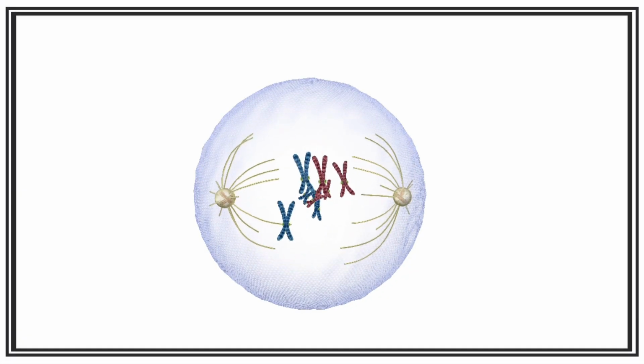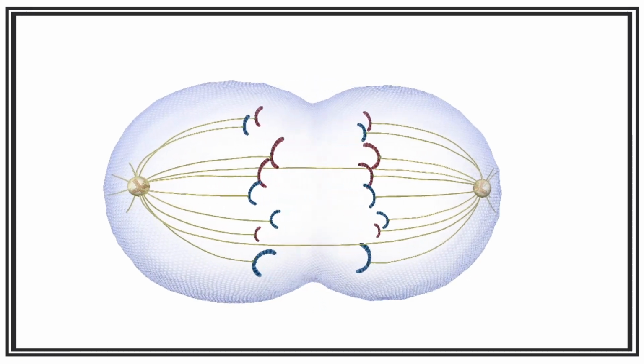So this is the overview of the cell cycle and how a single cell can divide to make new cells. Enjoy the rest of the unit.